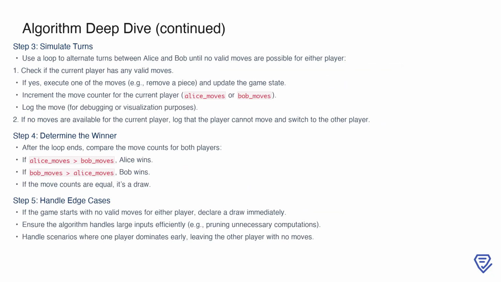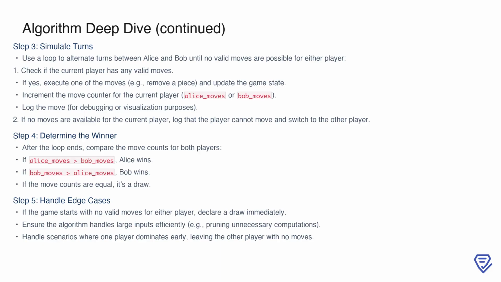With the game state initialized and the move rules defined, the next step is simulating the turns. This involves alternating between Alice and Bob in a loop until neither of them can make a valid move. For each turn, we first check if the current player has any legal moves available. If they do, one of these moves is executed, updating the game state accordingly.